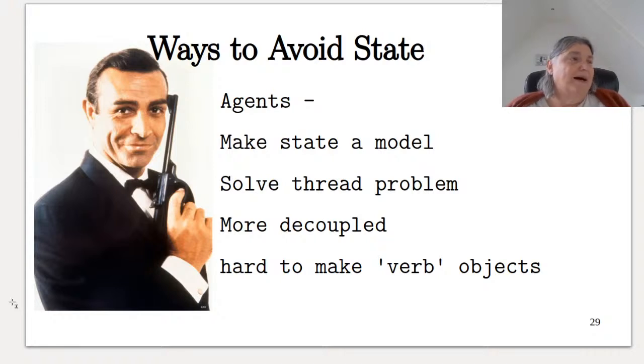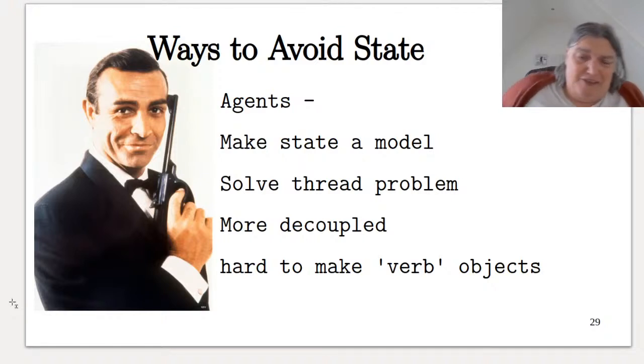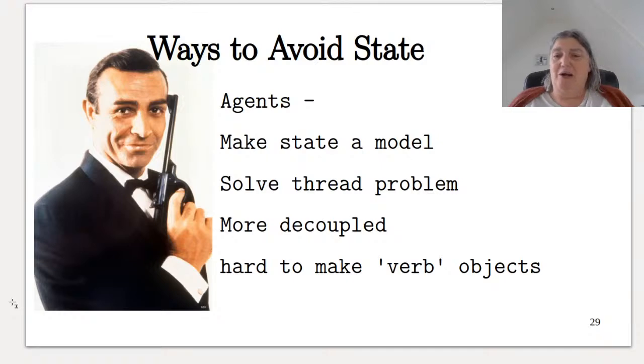So now we can make the object kind of self-contained, because the only thing that comes in and out are messages, and this really solves the thread problem and a lot of the coupling problems. But it becomes very difficult to make verb objects. Making a sequence of things involves making a bunch of objects and then having each one fire off the next one, and that can get really awkward.